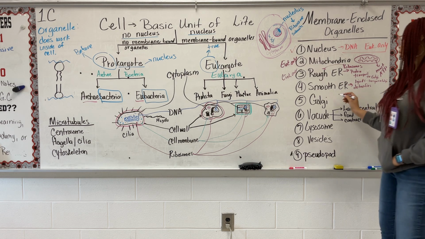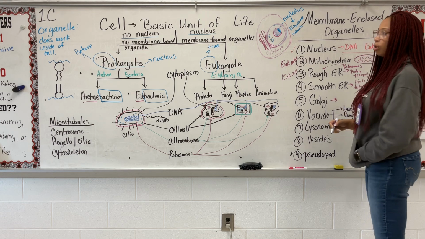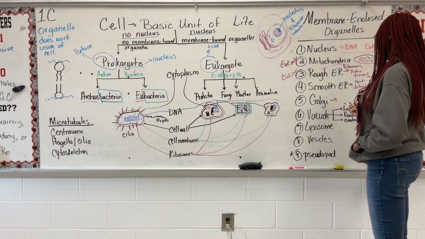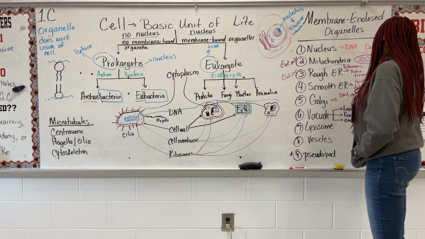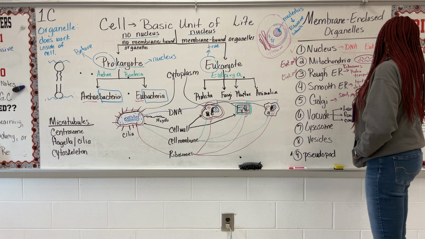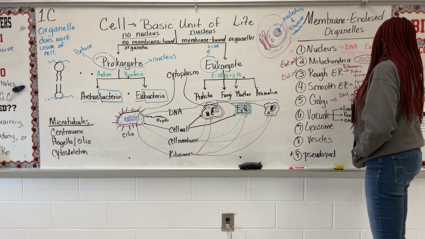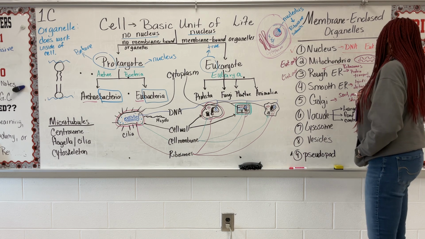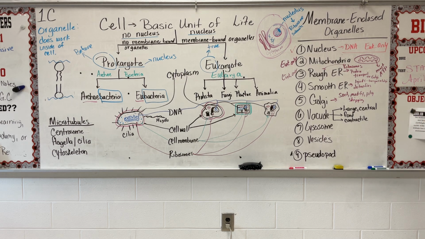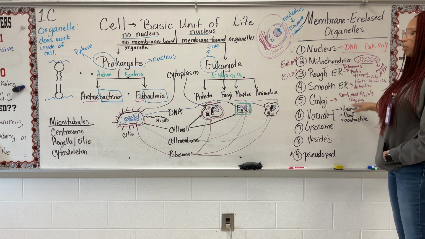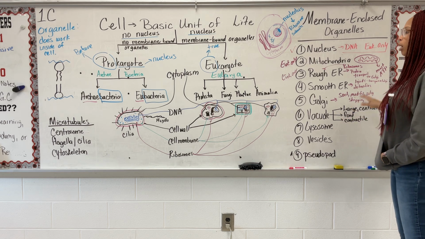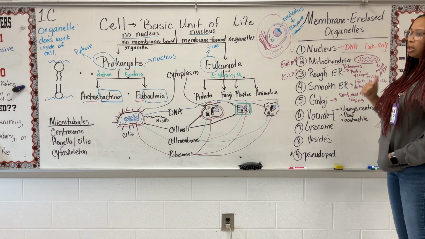Our next one is the Golgi apparatus, or Golgi bodies, or just Golgi. And this one is used for sorting, modifying, packaging, and shipping any of those substances that are sent to the Golgi. So proteins, lipids, it does some things with carbohydrates as well. So the Golgi's job is to sort, modify, package, and ship. And most of the things that are at the Golgi are going to actually exit the cell.